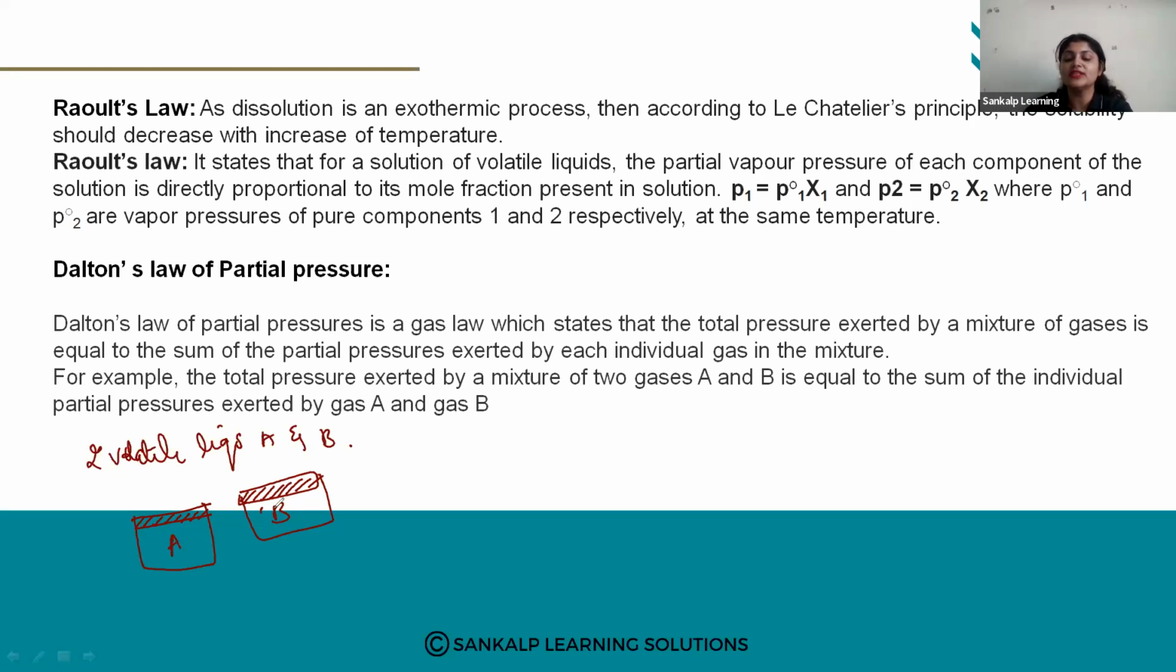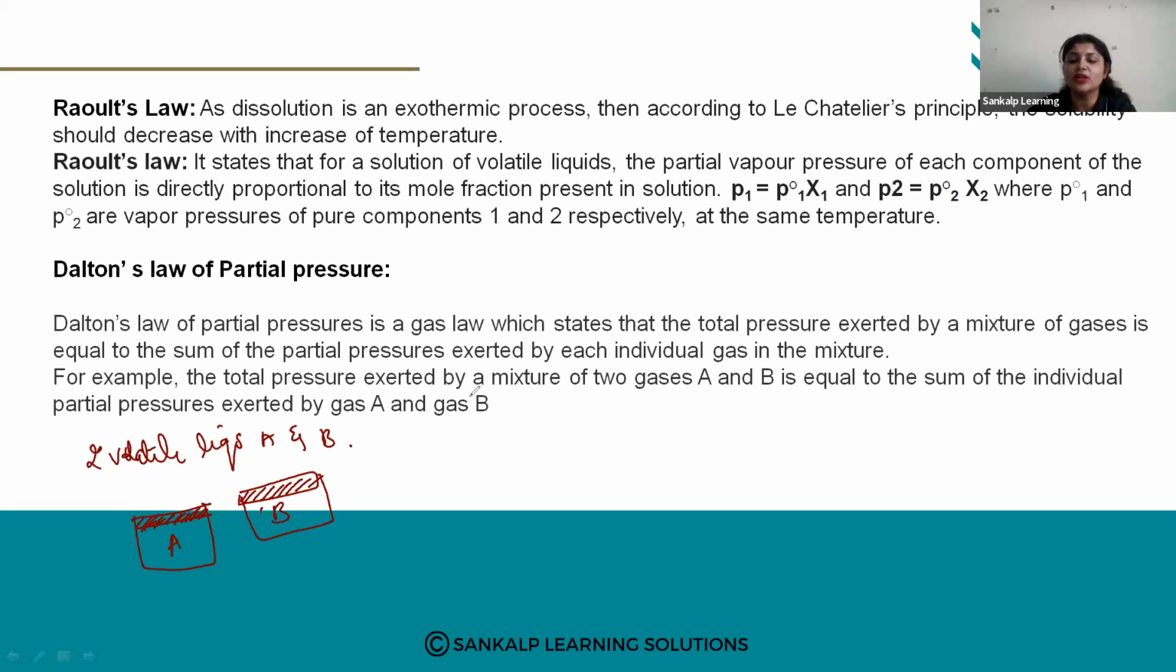Then both the components evaporate and an equilibrium is reached between the vapor phase and the liquid phase. As the liquids are highly volatile, they get evaporated, and it will reach an equilibrium where the vapor phase and the liquid phase are in equilibrium with each other.